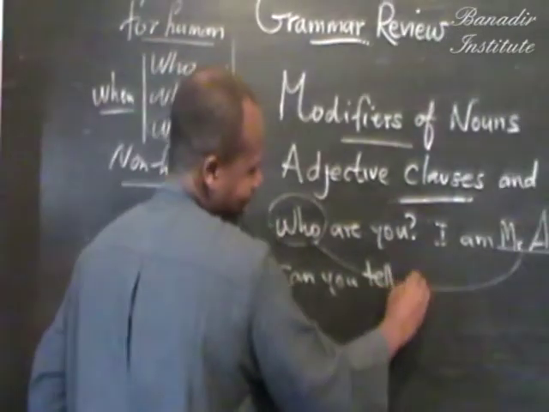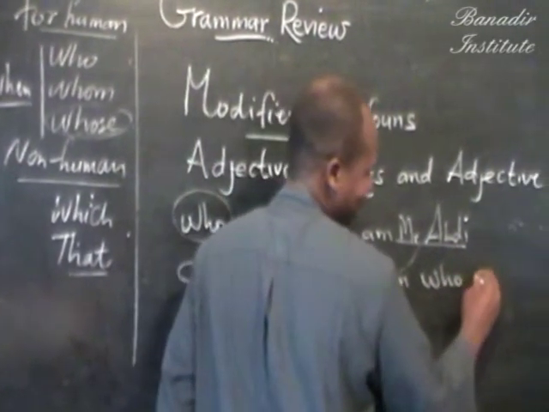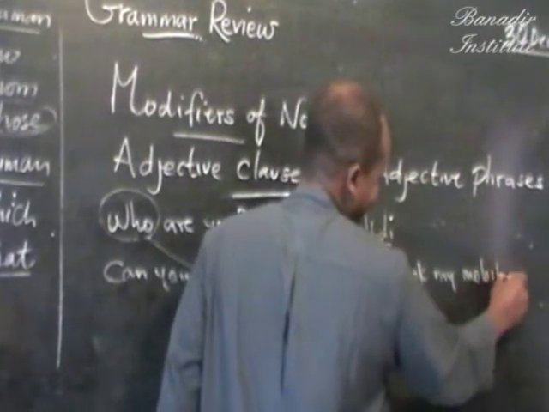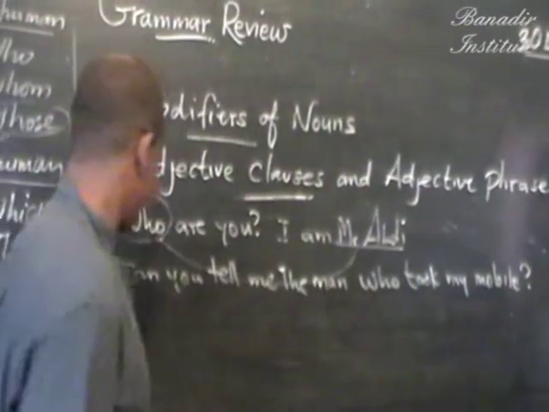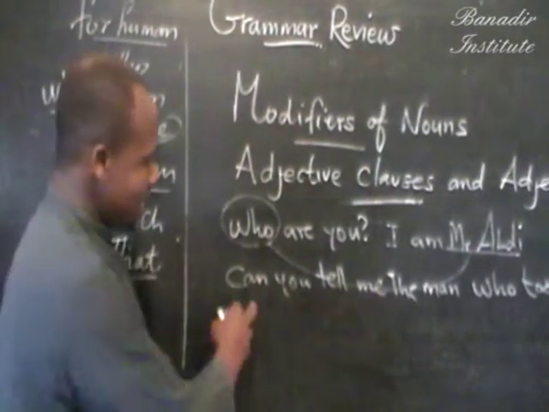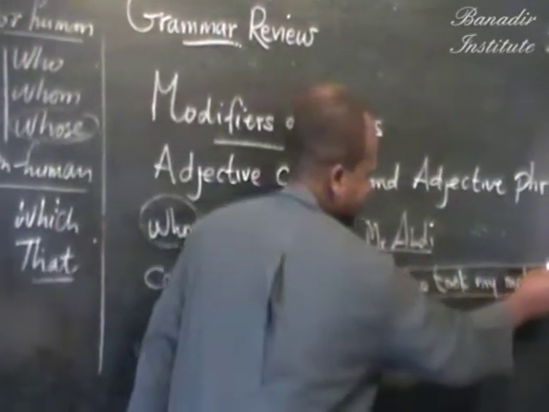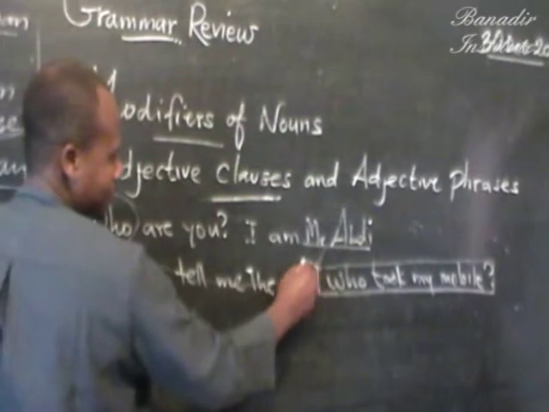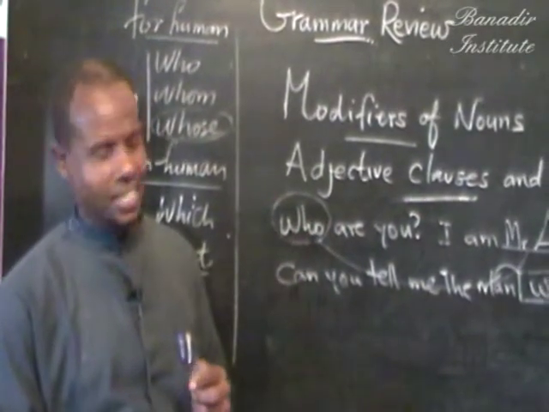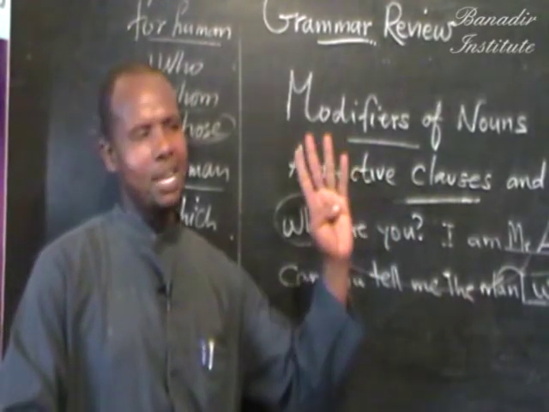Can you tell me the man who took my mobile? Can you tell me the man who took my mobile? Who took my mobile? How many words are there? 1, 2, 3, 4. Who took my mobile? 4 words.